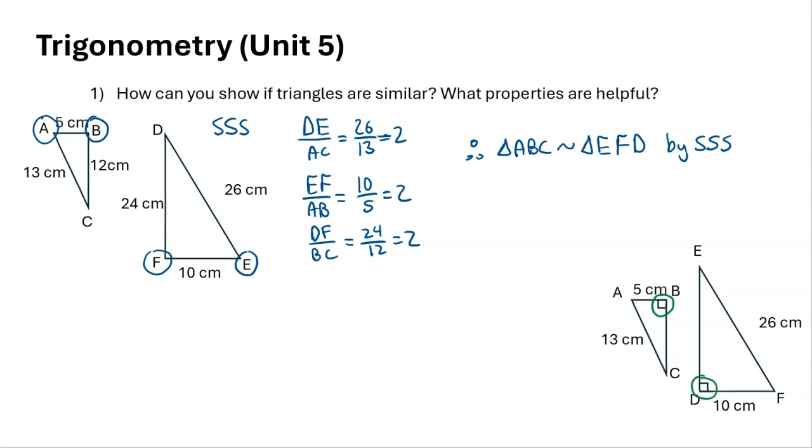Now look at the next situation. We now have an angle and 2 sides. And so we have side, angle, side similarity that we're going to try to show in this next situation, which is different than side, side, side, as you can see.